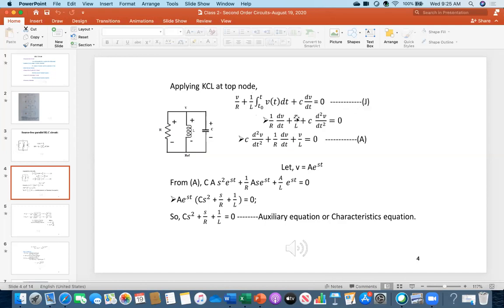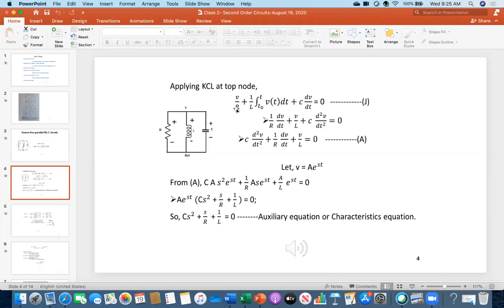Now, the second line and third line, I am just reorganizing. Everybody see what I am doing: I am making the time derivative. You see in the first equation, the problem is that there is a differential term, dv by dt, but then there is also an integral term. So it is difficult to solve if an equation has both integral and derivative terms. That's why in the second line we are making the time derivative.